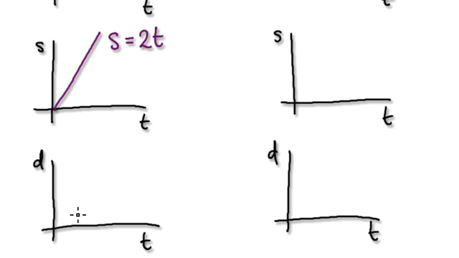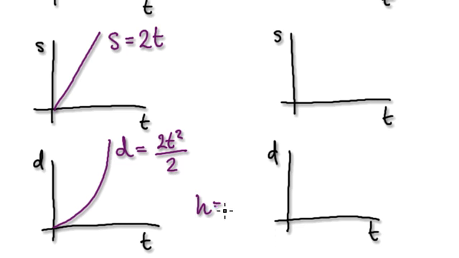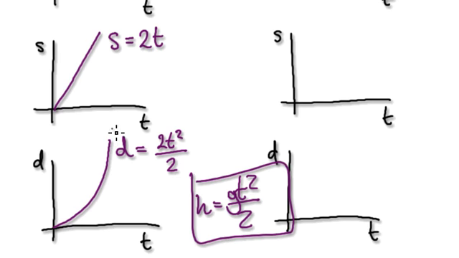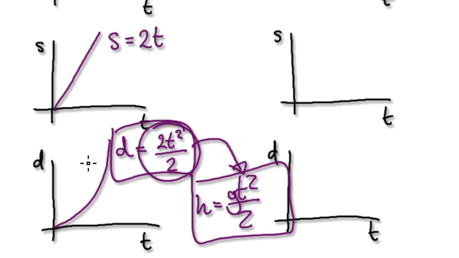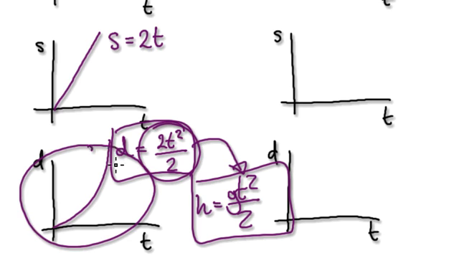The distance time graph will look something like this. The distance time graph for this one will be 2t squared over 2. So this is similar to our famous formula, h equals half g t squared. Anyway, the formula for this graph here would be this.